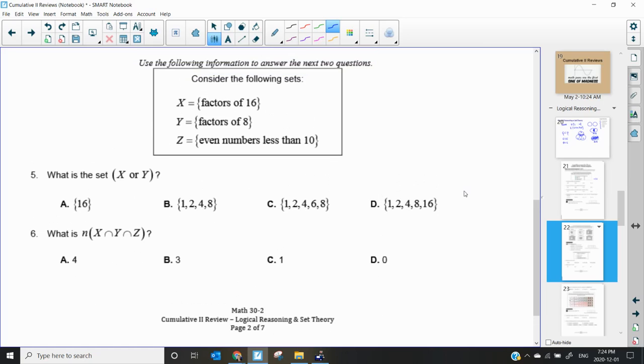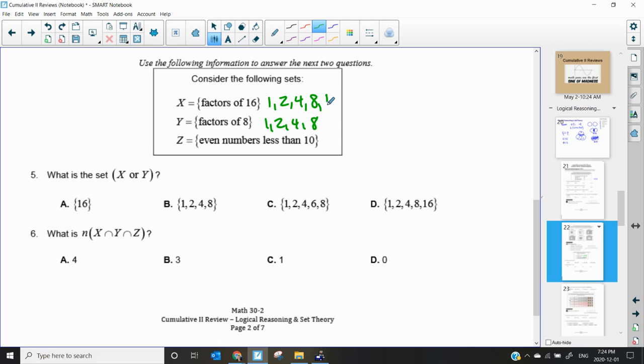A lot of times we're given the description of sets and we have to actually start by writing out what those values are. So here we're told that set X is the factors of 16, set Y is the factors of 8, and set Z is even numbers less than 10. So we start by listing all of our numbers. So all of the factors of 16 would be 1, 2, 4, and 8. And then all of our factors of 8 would be 1, 2, 4, 8.